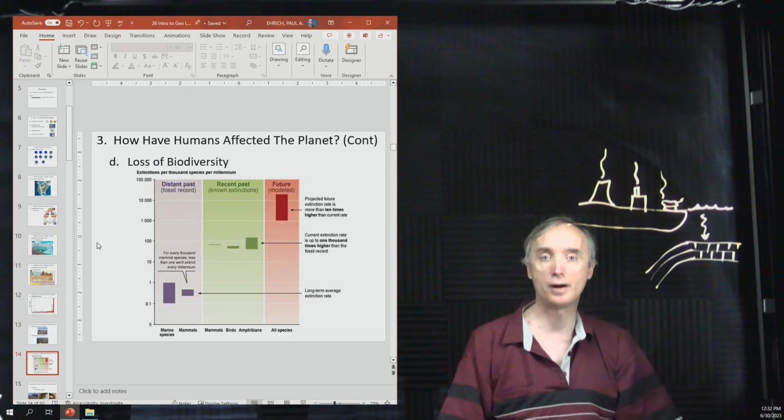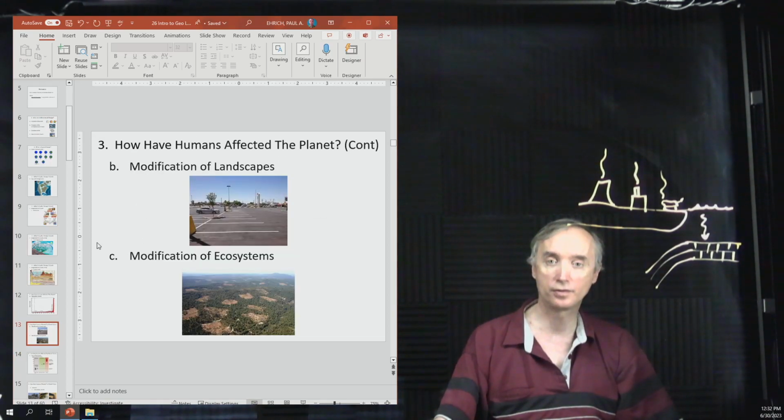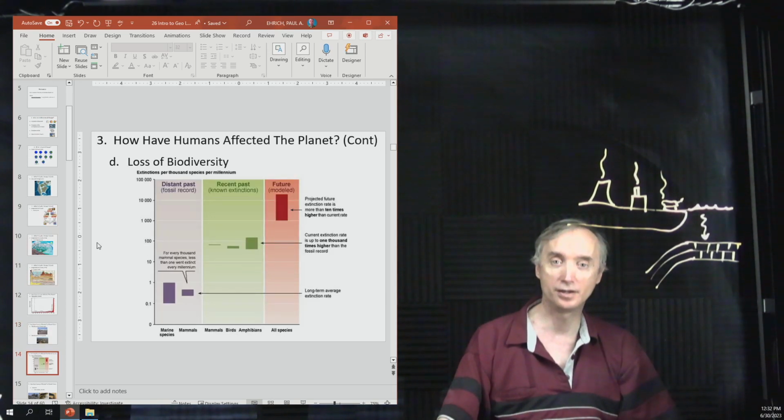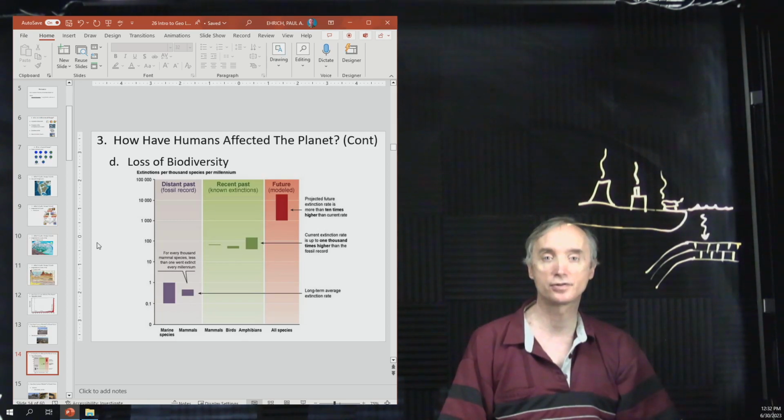Okay, loss of biodiversity. So this goes hand in hand with the loss of the ecosystems. So once you start destroying ecosystems, then animals and plants and other kinds of life forms begin to die. And so in the 20th century and the 21st century, there has been a larger than normal loss of biodiversity.